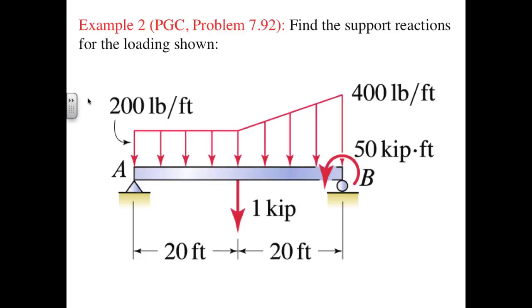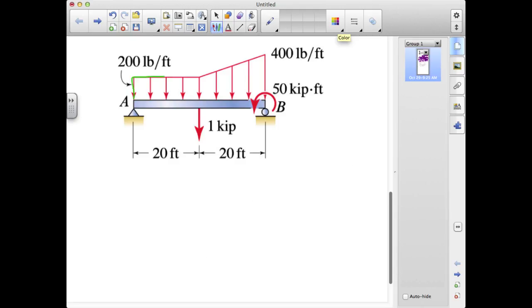We want the support reactions for the loading shown, which consists of a uniform load on the left half of the beam, a uniform plus linear distribution on the right half, and a single discrete force couple at B. We can model this as a uniform piece plus a triangular piece. And the uniform piece has got its effective center right in the middle. The triangular piece will have its effective center a third of the way from its base. It'll be roughly right over here somewhere.